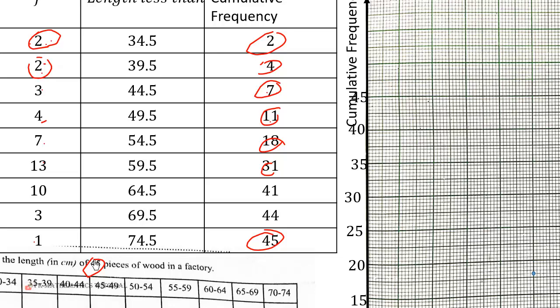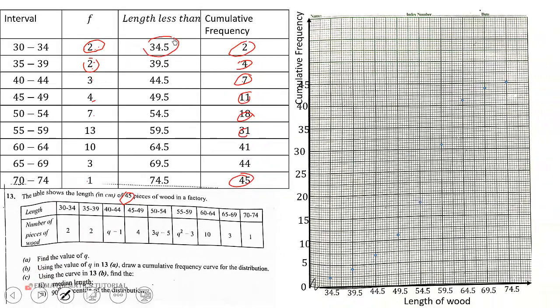Now after adding, we have to draw the cumulative frequency curve. We are going to plot the cumulative frequency against the length of wood less than the upper class boundary. For the upper class boundary, add 0.5 to the upper class limit. So you add 0.5 to 34 to get 34.5, then 0.5 to this to get that, till you get here. So these are all lengths less than the upper class boundary.